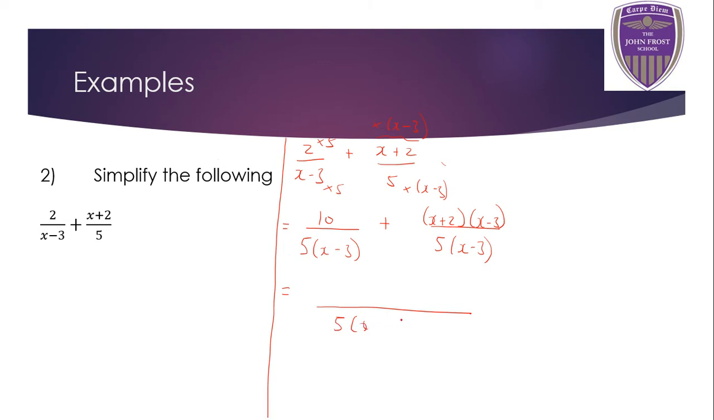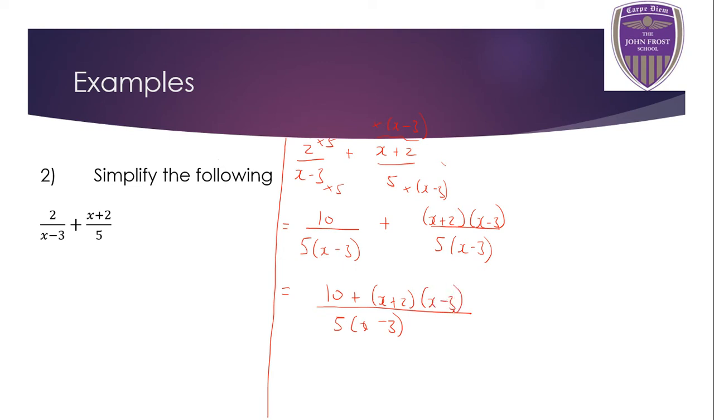Sorry, my pen's got a bit funny at the moment. Hopefully it'll soon catch up with me. Although it appears to be on go slow today at the moment. Oh, here it is, sorry. Yep, so 5x minus 3 here. Okay, and then I got 10 here, right, plus x plus 2 times x minus 3.